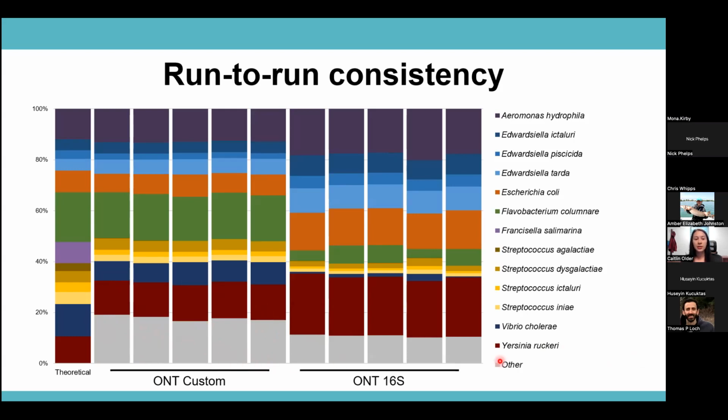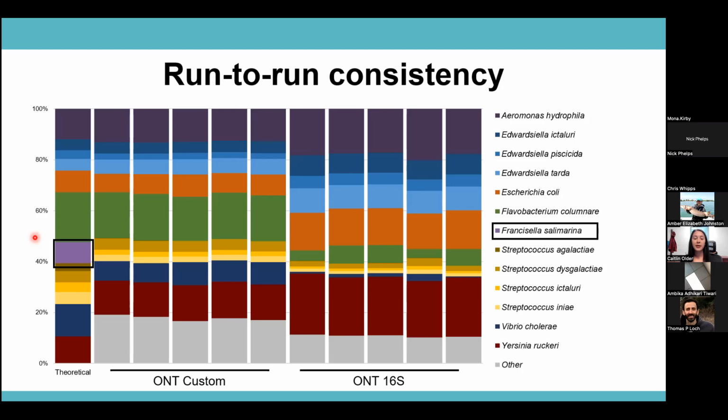One thing that you might notice is a lack of this purple, which is Francisella salamarina in the actual reactions. And this bacteria was present at the genus level, so Francisella was present, but the specific species, salamarina, was not present. Instead, there was a high abundance of an unclassified species.